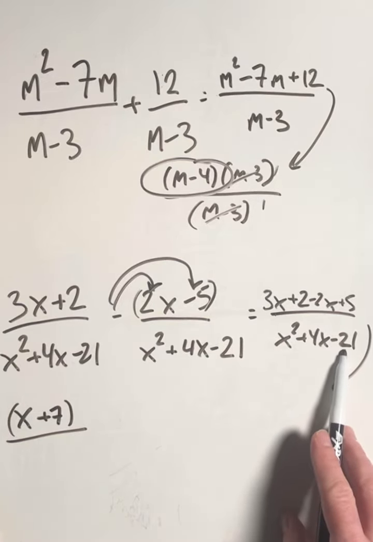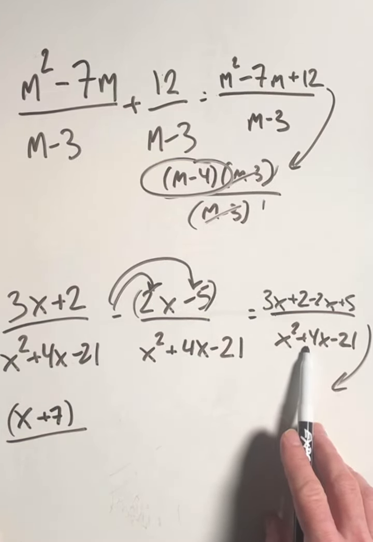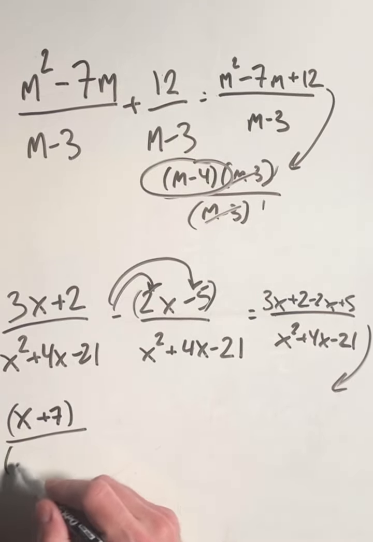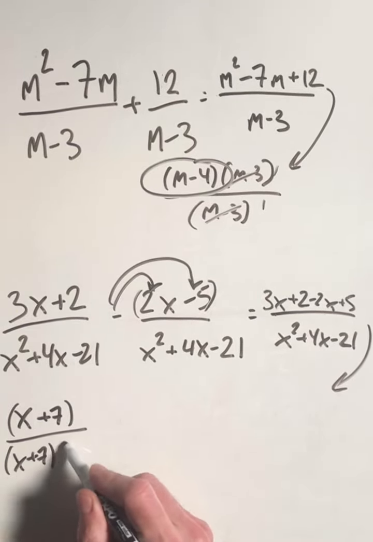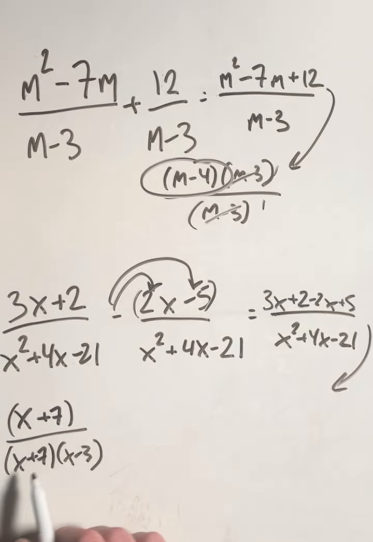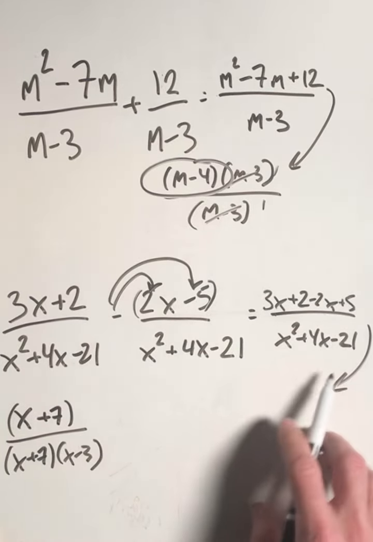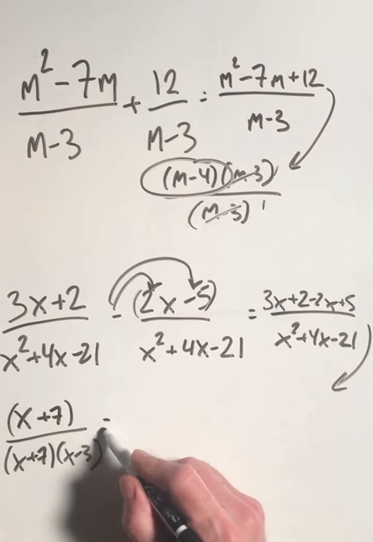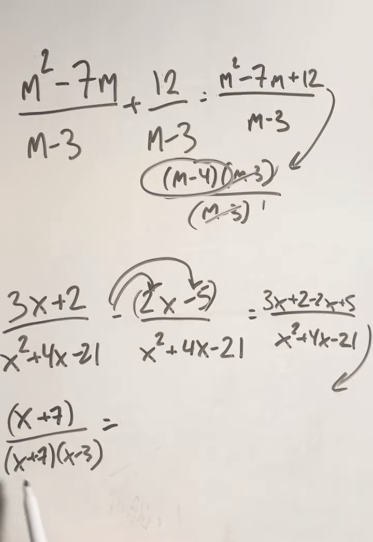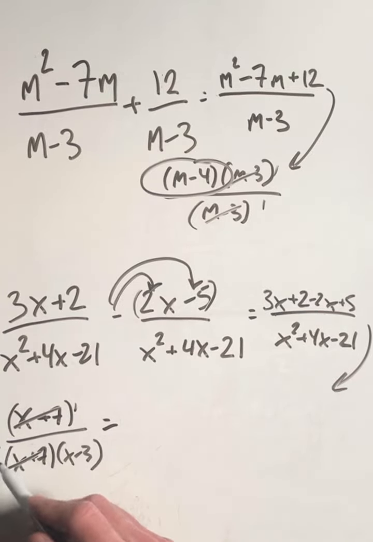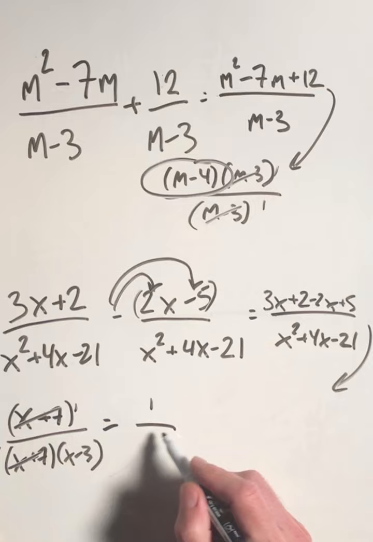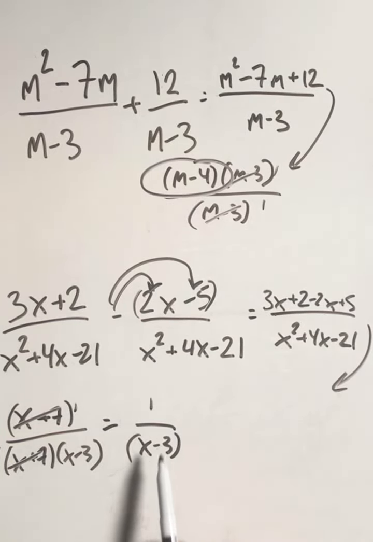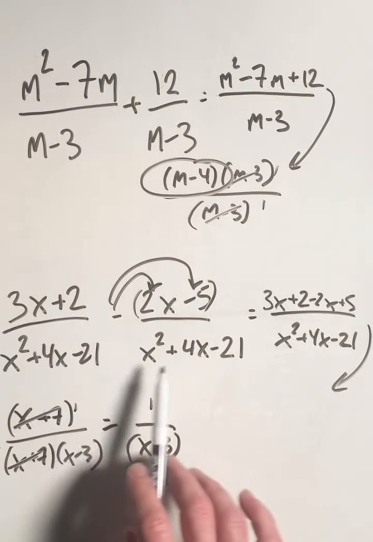So two numbers that multiply to 21 and add to positive 4. That would be positive 7 and negative 3. So x plus 7 times x minus 3, because 7 times negative 3 is negative 21, and 7 plus negative 3 is positive 4, so that works out here. Now, since we have an x plus 7 as a factor in the numerator and the denominator, they each divide by themselves one time, leaving you with 1 over x minus 3 as the simplified form of subtracting these two rational expressions.